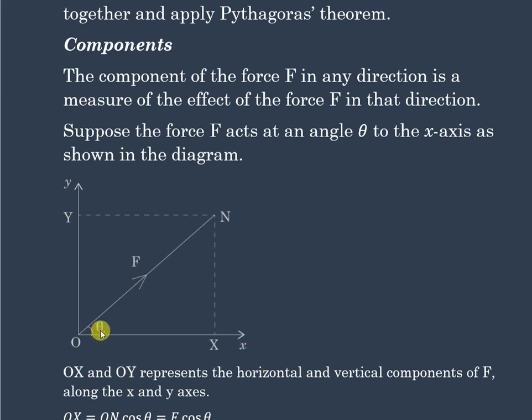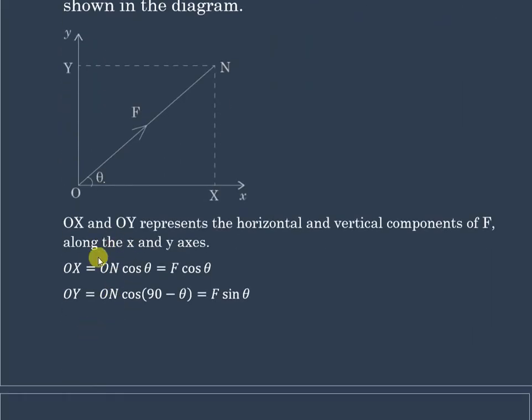So with this angle as theta, we have OX and OY. We're starting here with OX. Realize that this OX has a cosine: it is F cosine of theta. While here OY is the same as XN, it is the same length. So we have that this theta is opposite to this, so that one is F sine theta.